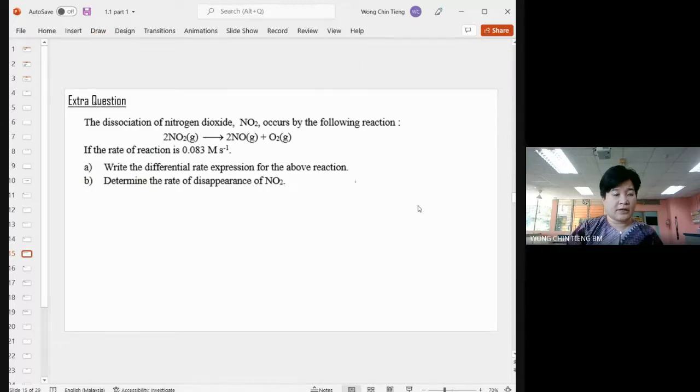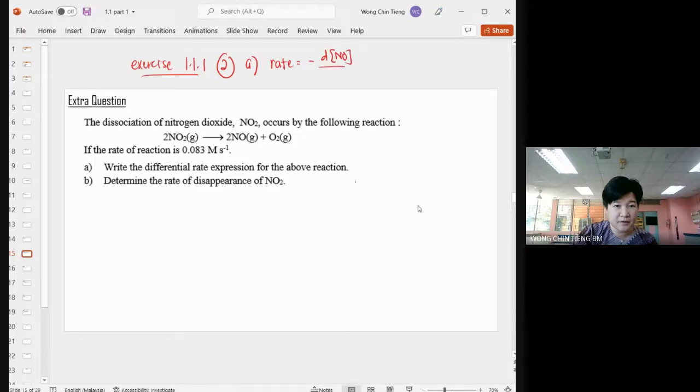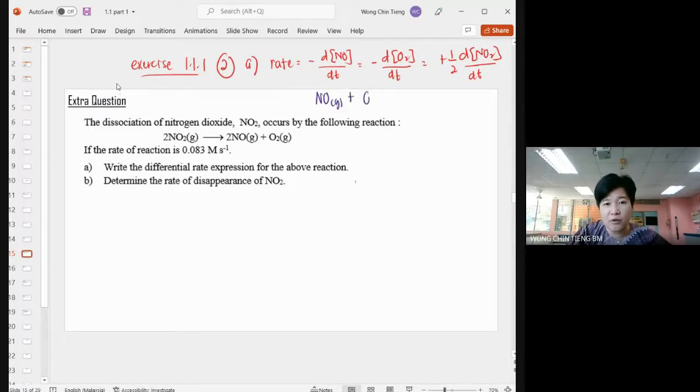Okay. There is some correction that I want to make. I don't know whether you realize or not, for exercise 1.11 in my notes, question number 2A. Let me copy the question first. The question is this. Rate equals negative dNO/dt, dO2/dt plus 1/2 dNO2/dt. And if you write the equation, I believe your equation should look something like this: NO gas plus O2 gas forming 2NO2 gas.